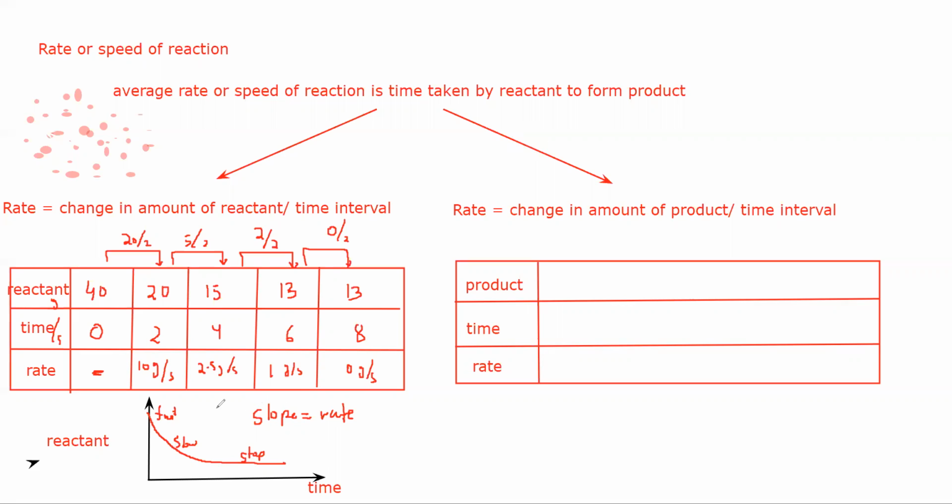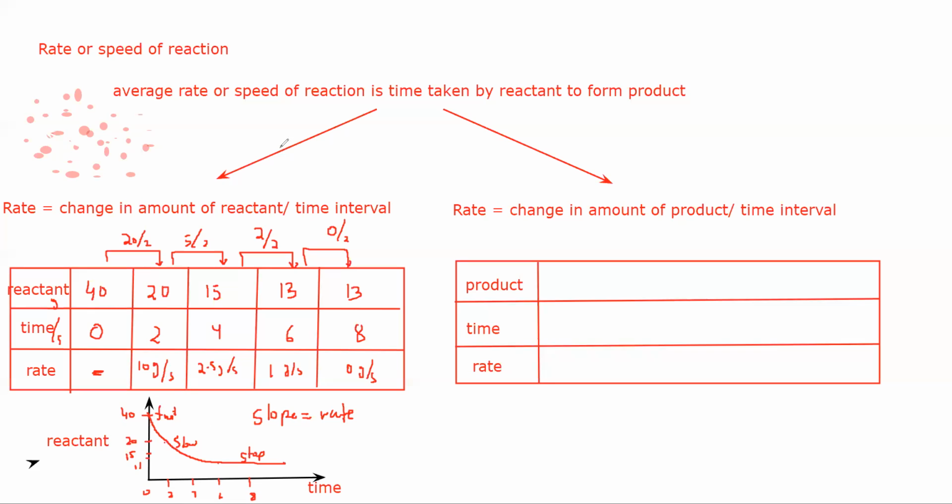How to draw a graph is from the values, because you can see here in the beginning I have 40 grams of reactant, then I have 20 grams of reactant, then 15 grams of reactant, and then 13 grams of reactant. So when I mark these points, when time is equal to 0, I was having 40 grams of reactant. When time is equal to 2, I have 20 grams. When time is equal to 4, I have 15 grams. When time is equal to 6, I have 13 grams. And at time equal to 8, I have 13 grams.